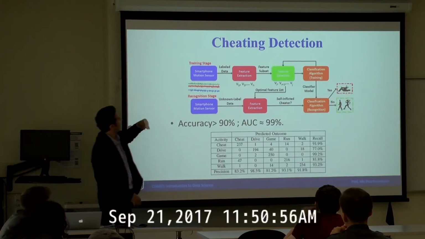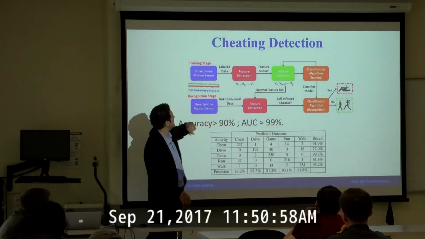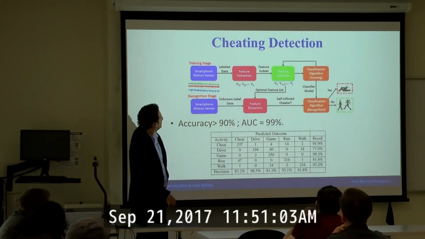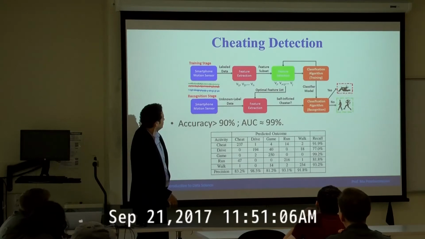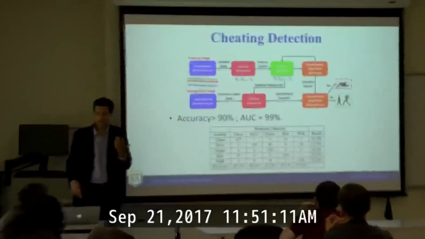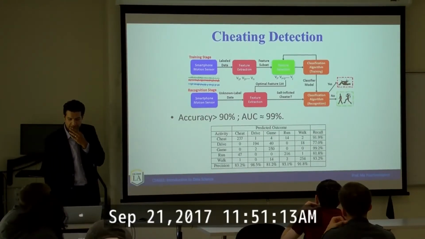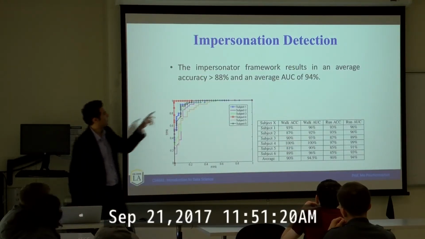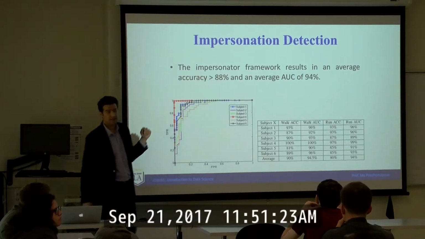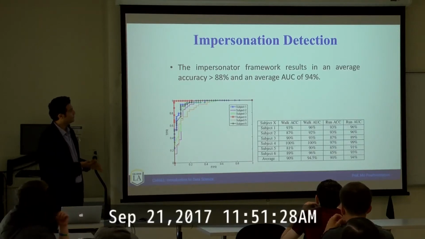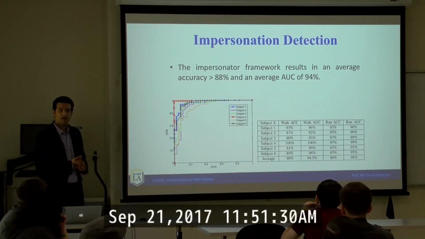So this is exactly this. Again, the same model. We have a training stage to train your model to learn the pattern of your walking, and then we have a testing stage that recognizes if the patient or the user is cheating or doing the real physical activity. The accuracy was like 88% in detecting impersonation, detecting your walking versus others' walking. Any questions?